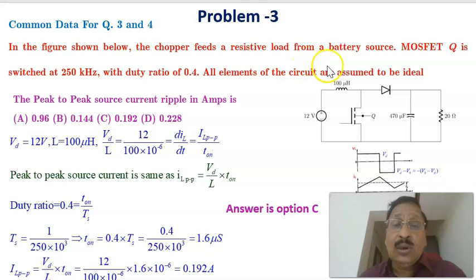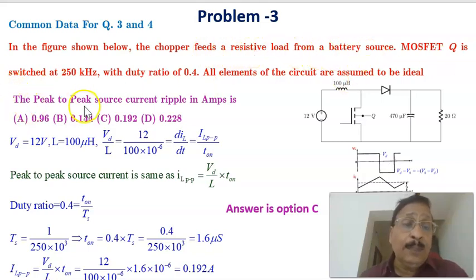resistive load from the battery, and the MOSFET Q is switched at 250 kilohertz, and the duty ratio is equal to 0.4. Duty ratio is nothing but on period divided by the total time period. All elements of the circuit are to be ideal. The question is, what is the resistive load?